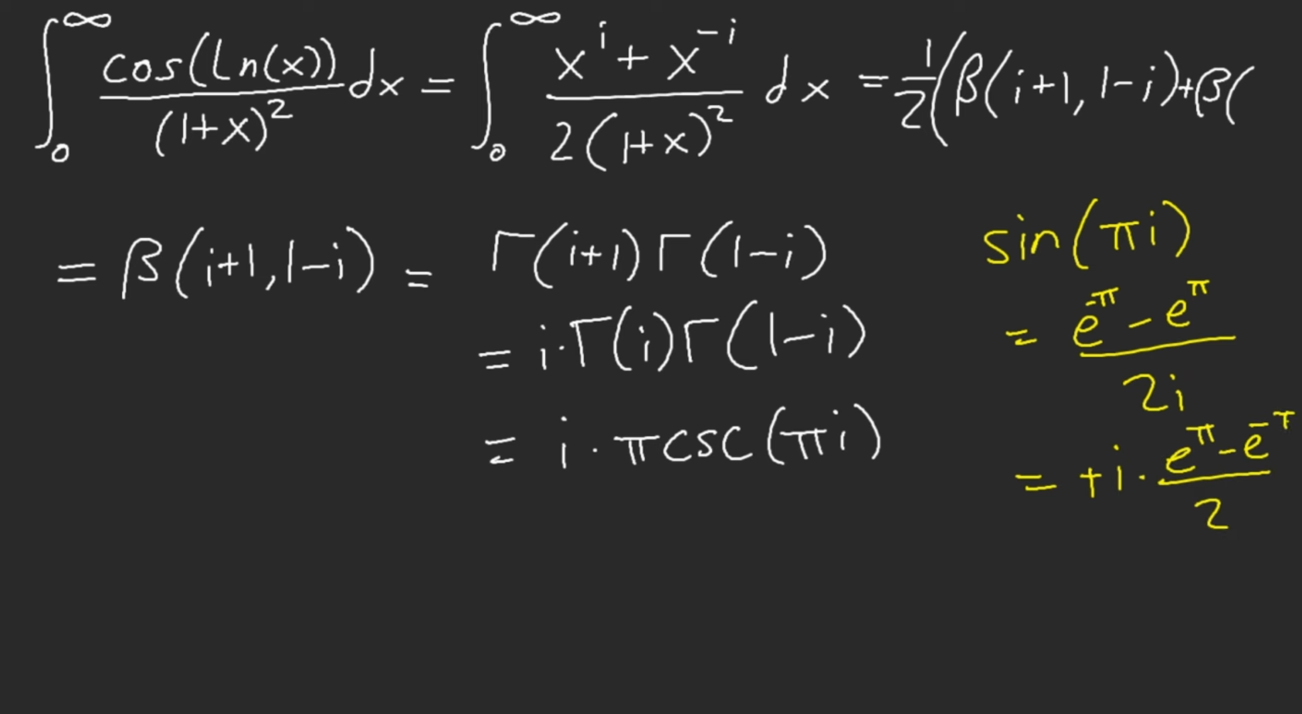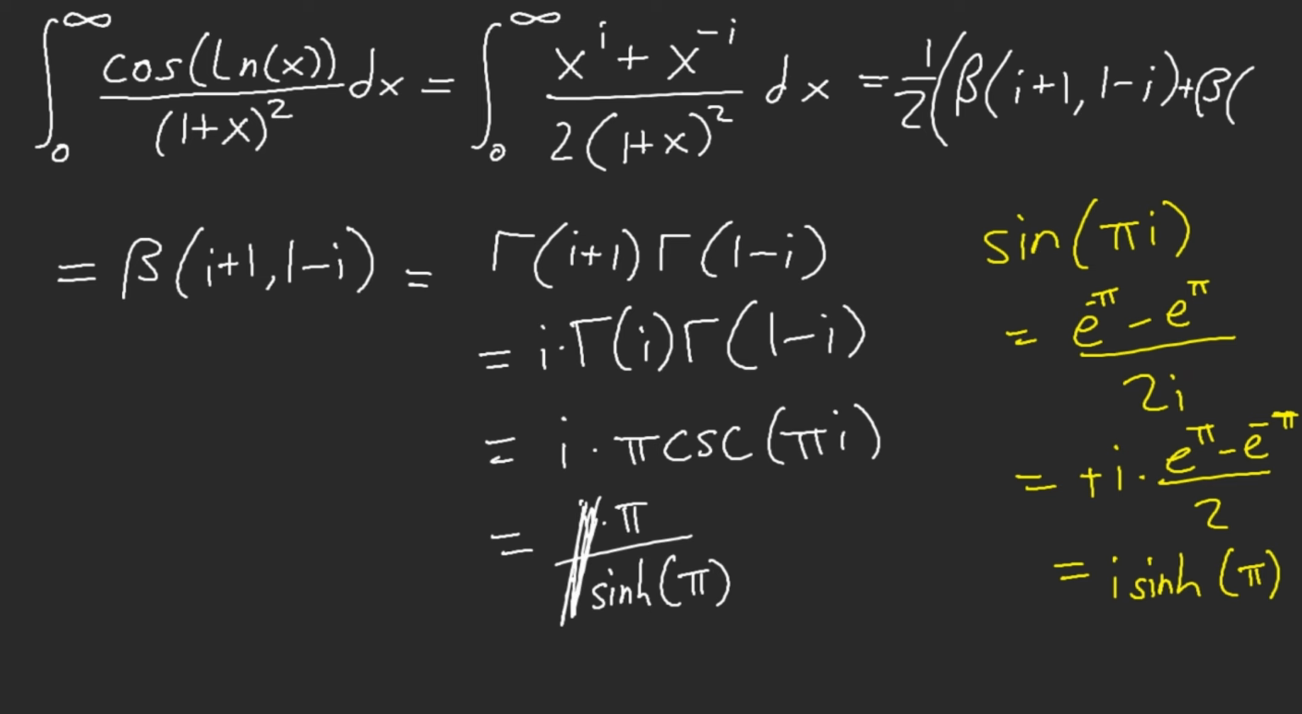Okay, what does this look like? This looks like the definition of sinh. So this is i sinh pi. So sine of pi i was i sinh of pi, and that imaginary number cancels out. How amazing is that? So this whole integral is equal to pi sinh pi over sinh pi. Okay, so that is our answer for this awkward looking integral.